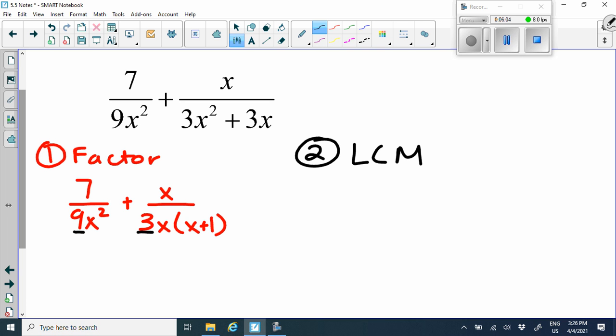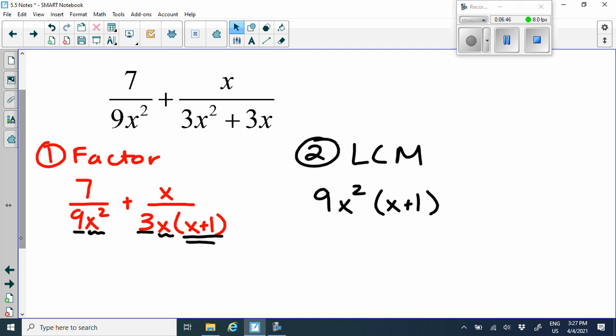Now 9 and 3, what is the smallest number that 9 and 3 can go into? Well, that is going to be 9. Now notice here we have an x squared and x. Those are basically the same term. Now notice though, one of them has more: an x squared versus an x. Remember, when you have the same terms or factors, you always take the higher. So that means we have to have x squared, because that is more of them, right? That's x times x. Then lastly, we have the x plus 1. Since one of the denominators has it, we have to include it in our least common multiple.